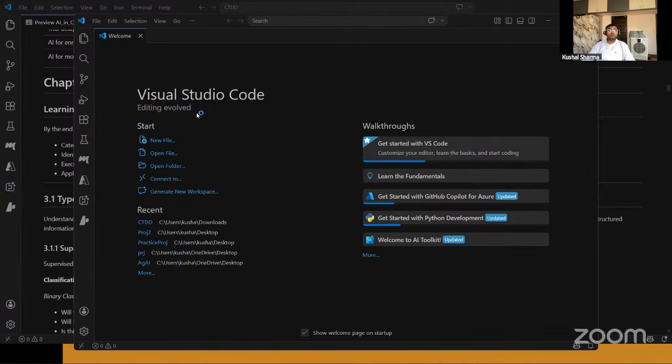So this is Visual Studio Code. And here, if you want to work with a project, you need to have familiarity with the interface. So this interface, you can have a look at it.